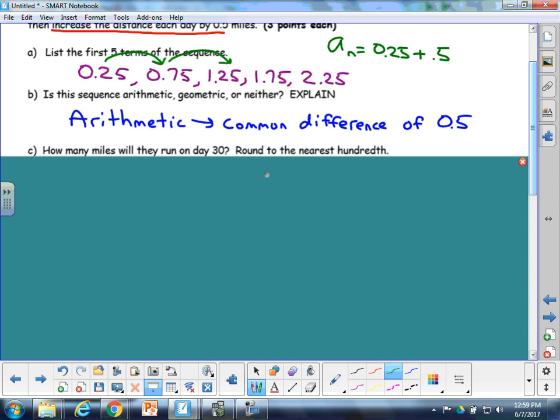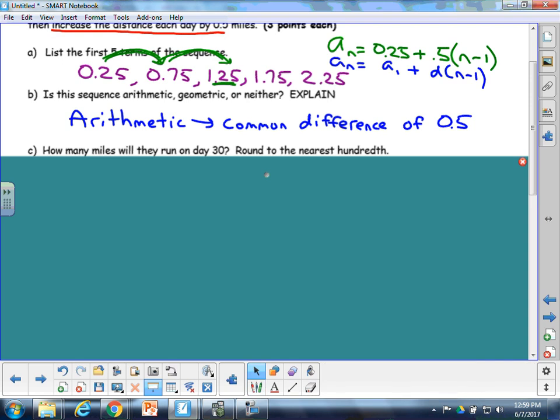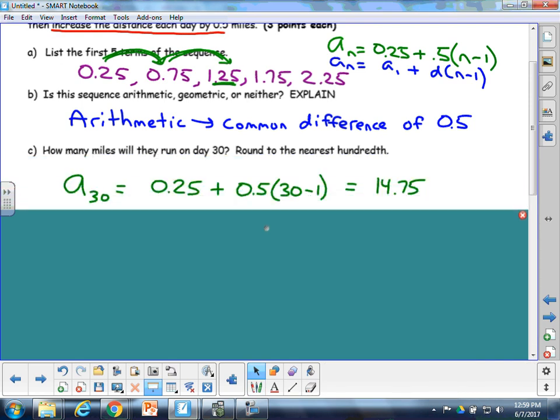But just keep in mind again, for example, for the third term, we only added the 0.5 twice. So you only add the 0.5 n minus 1 times. Okay, so that's your general formula, which was a_n equals first term plus common difference. Okay. So that's going to get us our answer to part C. Okay, so we plug all that in. I'm getting around 14.75.